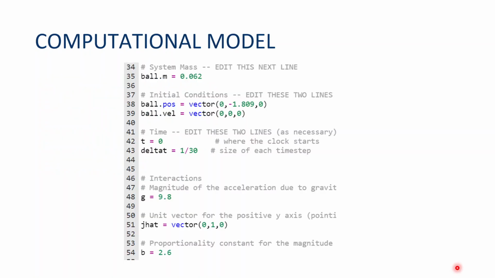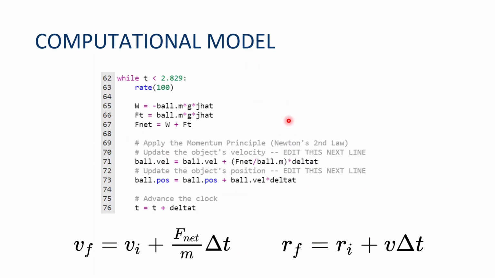Now, for the computational model, we first initialize the ball's mass, initialize the vectors from our assumptions, and then start our t variable and initialize it. We take our acceleration due to gravity, which is 9.8 meters per second squared, and then our j-hat vector, and a proportionality constant for the magnitude, which we define as 2.6. Then we start this initial while loop for when the bottom of the Slinky is remaining at rest. We calculate the weight force and the tension force, and since these are both equal to each other, they cancel out and our F net is 0.